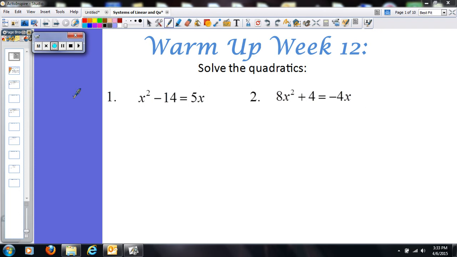Afternoon, everybody. Today you're going to get a glimpse of what your warm-up is going to be tomorrow when you come into class. You're going to be asked to solve the quadratics x squared minus 14 equals 5x and 8x squared plus 4x equals negative 4x. I'll be selecting people to do those on the board just like we have been doing, but I just wanted to make you aware of this today.